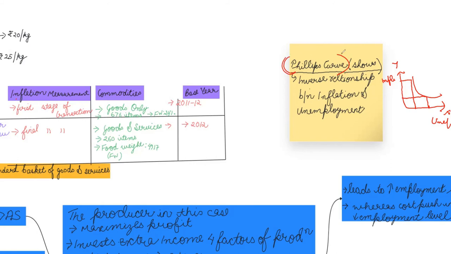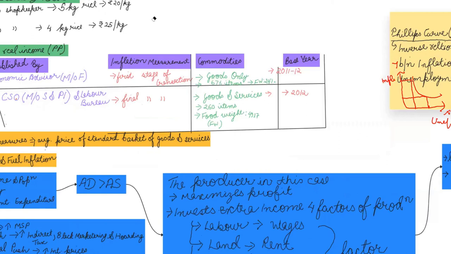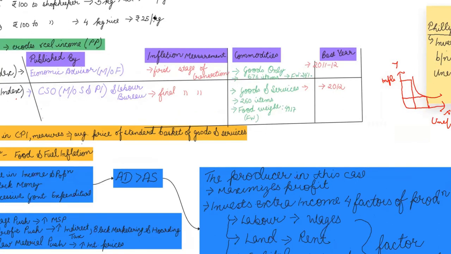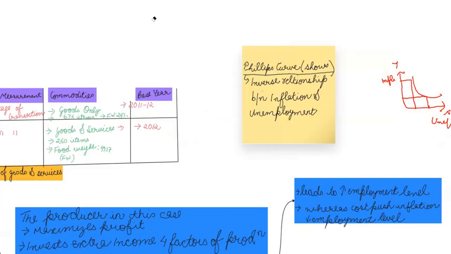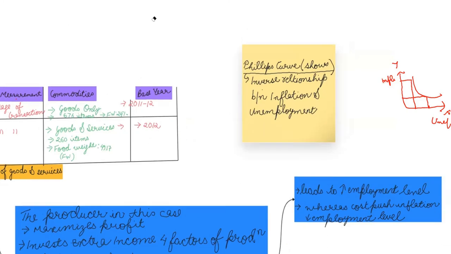Now why this happens, I'll show it to you now. After understanding this concept, you'll be able to understand what is demand pull inflation and what is cost push inflation in a better way. So let's do one thing, let's come here. You must be able to follow this: inflation is written, unemployment is written, and this is the x-axis, this is the y-axis. So higher the inflation, lower the unemployment. Lower the inflation, higher the unemployment rate.